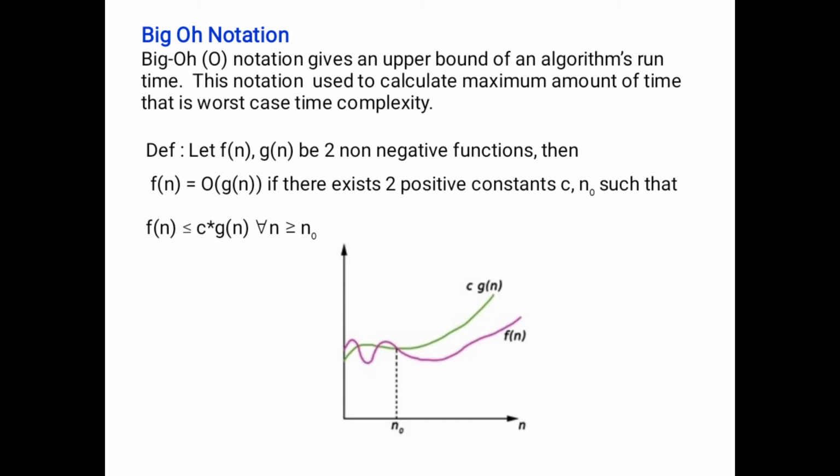Then the graphical representation of big O notation. Here we specify the axes, x-axis and y-axis. The x-axis carries the function, that means n, and the y-axis carries the time complexity t. Then we draw the functions f of n and c g of n, and these two functions meet at a point. That point is called n naught.